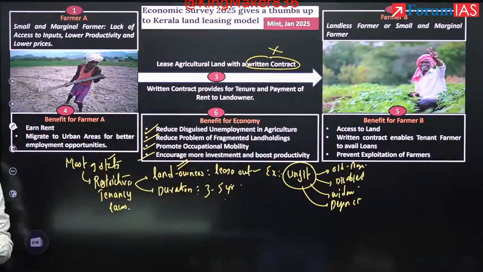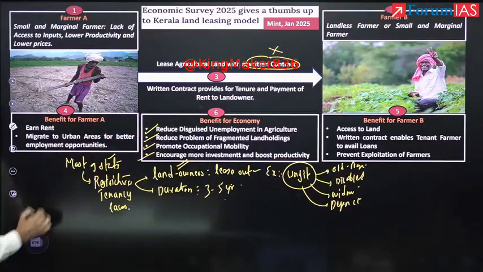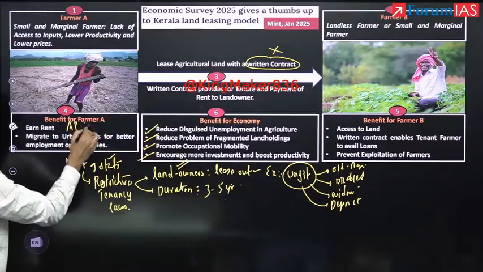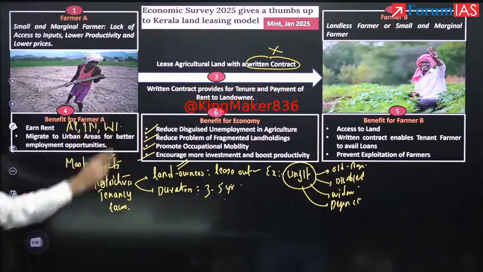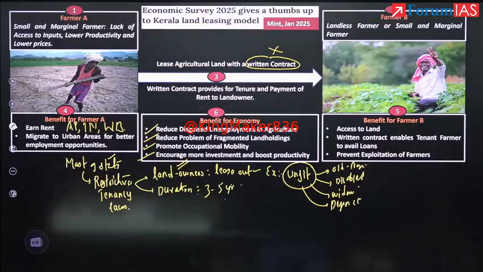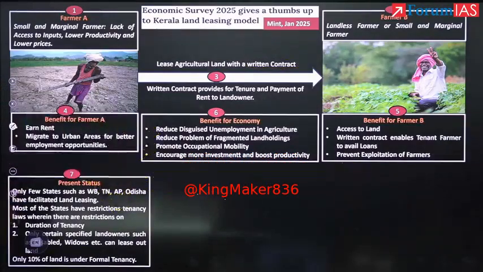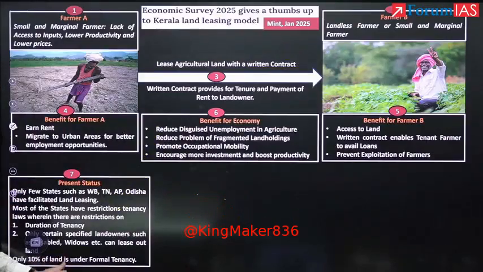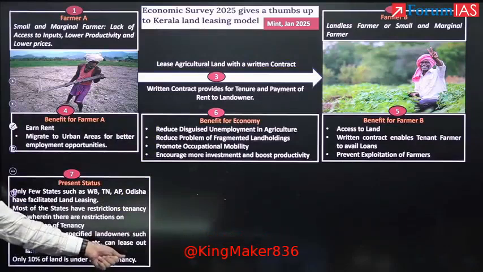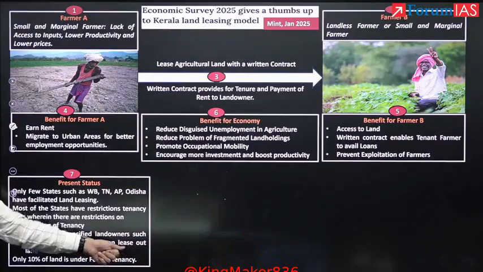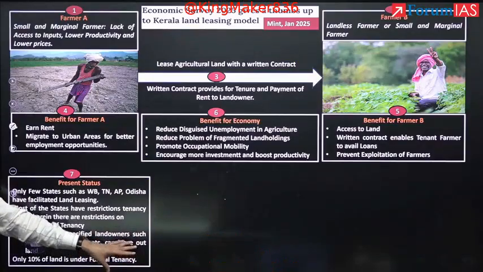It is being said only few states in India. Any idea which states have legalized tenancy completely? One is Andhra Pradesh, Tamil Nadu, West Bengal. These are the three states which are considered to be quite good when it comes to tenancy reforms. You can just see here, everyone. For those of you who have not been able to see, the last line here is only 10% of the land is under formal tenancy, which means most of the land is under informal tenancy.